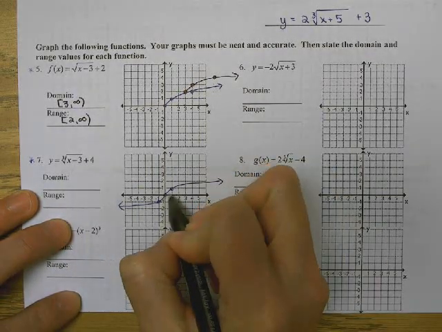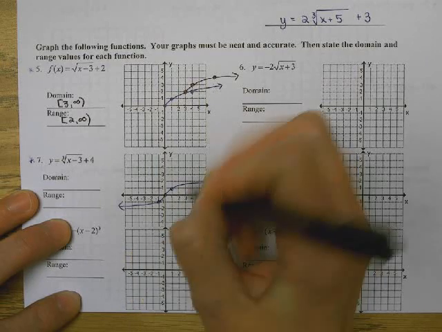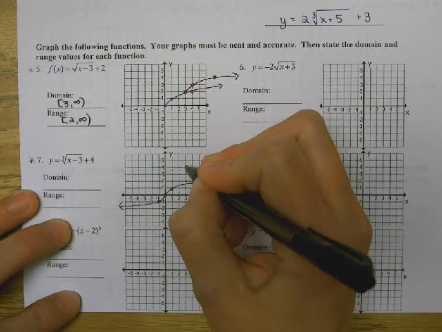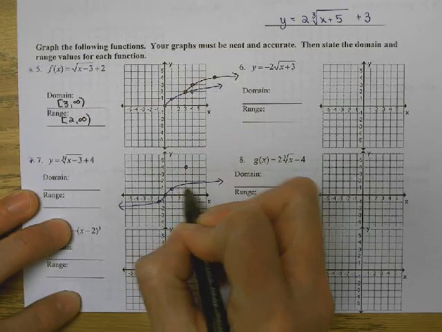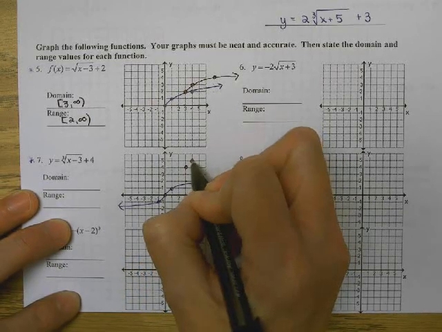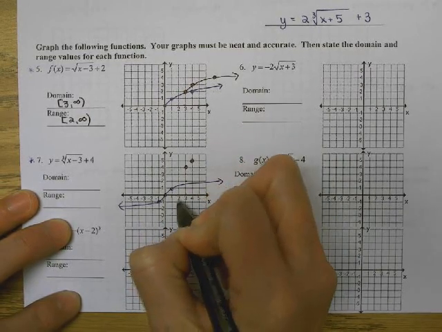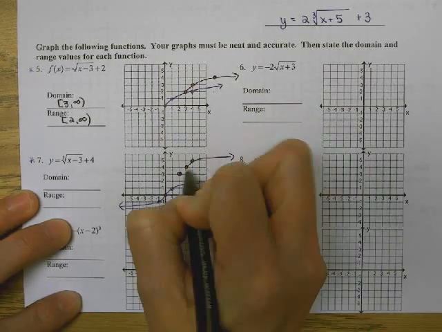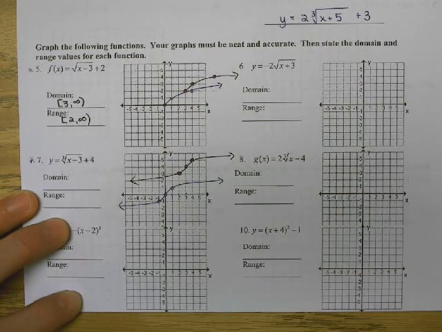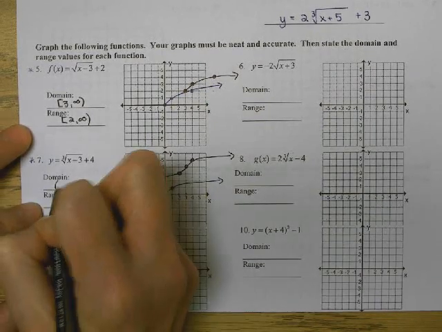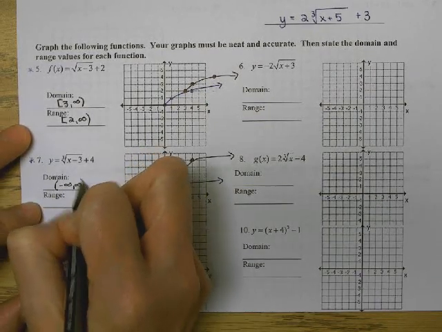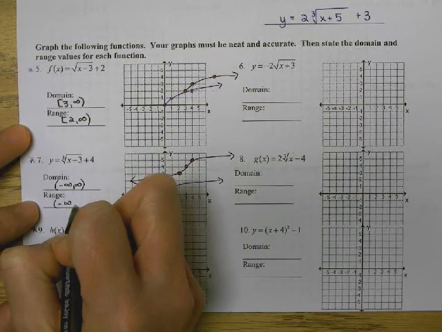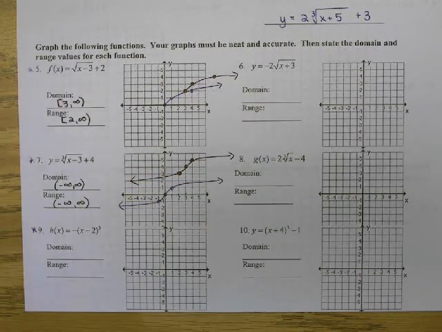So I'm going to take each of these points and move it 1, 2, 3, and then up 1, 2, 3, 4. And then I know it's going to take on the same shape. So there is my new graph. Domain is negative infinity to infinity. Same with range on that one.